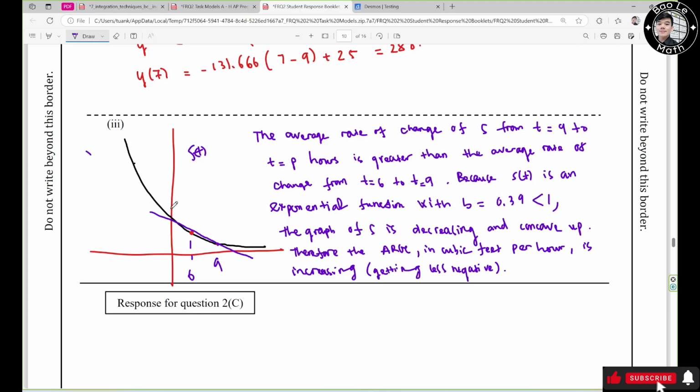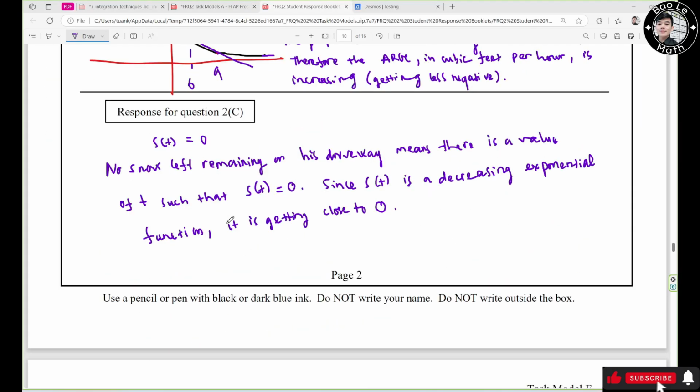Alright, so we look at this graph right here, we see that the function is decreasing and it's getting closer to the x-axis, which means s of t is getting closer to 0. So there is some time t when he will stop, which means s of t equals 0, since s of t is a decreasing exponential function getting closer to 0. Now let's move on to the next question.